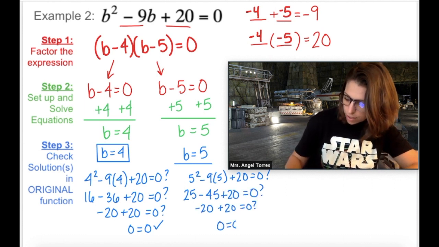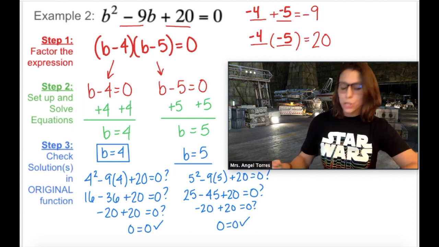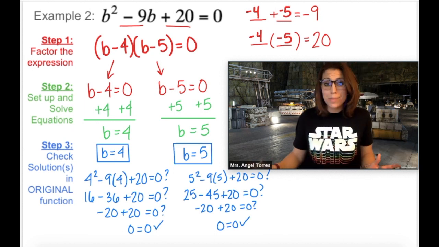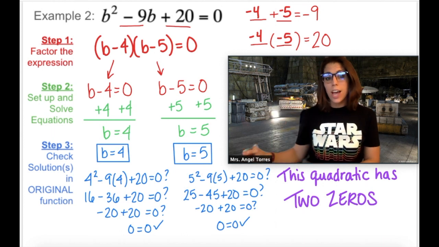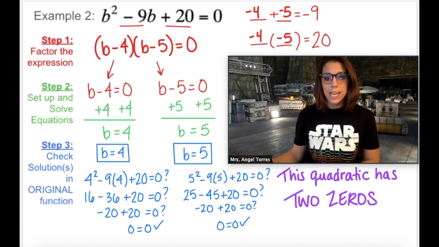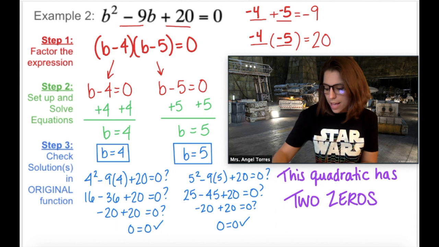And 0 equals 0, meaning 5 is also a solution. So what does all this mean? This means that the quadratic b squared minus 9b plus 20 has two zeros. They are (4, 0) and (5, 0).